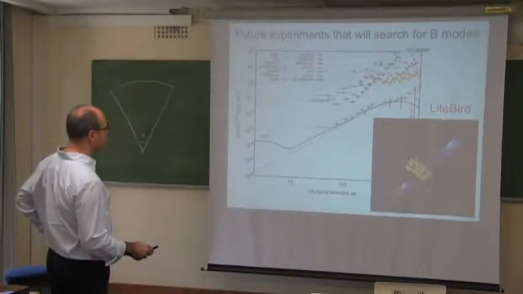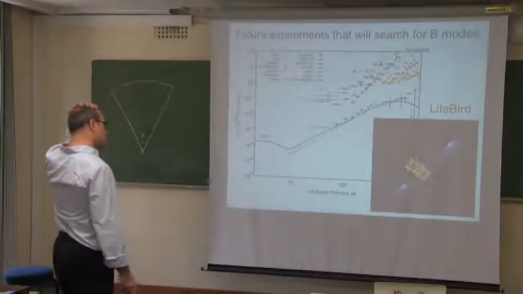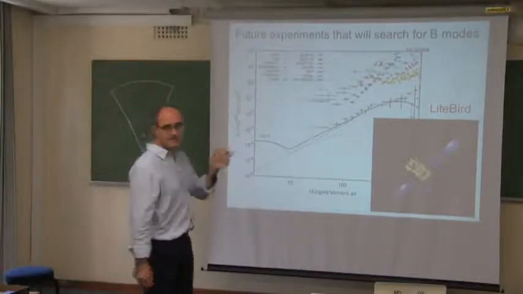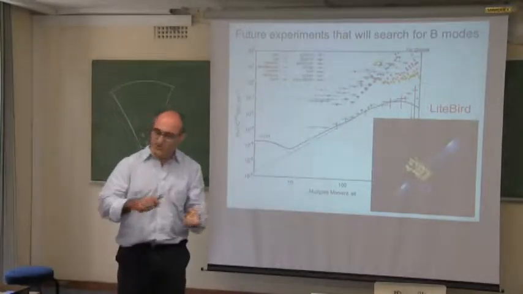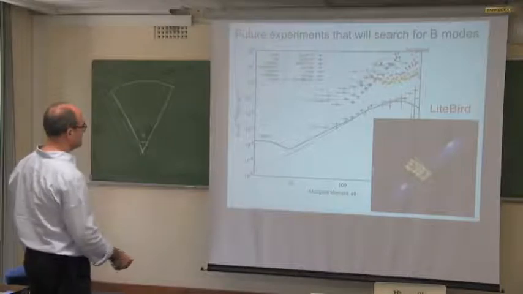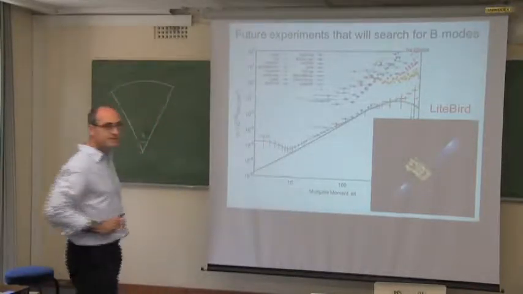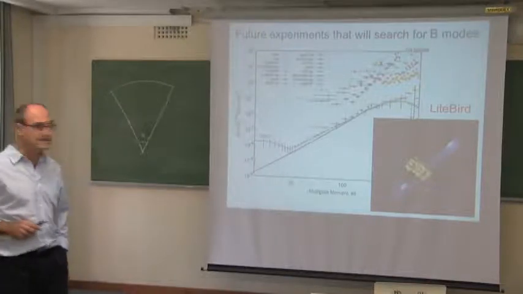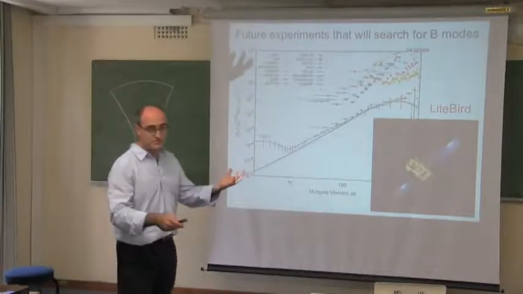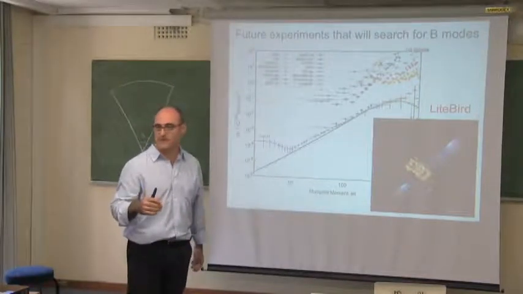And in the future, which is not so far now, LiteBIRD. This is a satellite which will be sent by the Japanese. It's an American-Japanese collaboration. And if these are the data from Bicep, these will be the data from LiteBIRD. It's a full sky satellite. It's prepared to be launched. Okay, so we will have to wait for a few years. We don't have to wait for a decade.